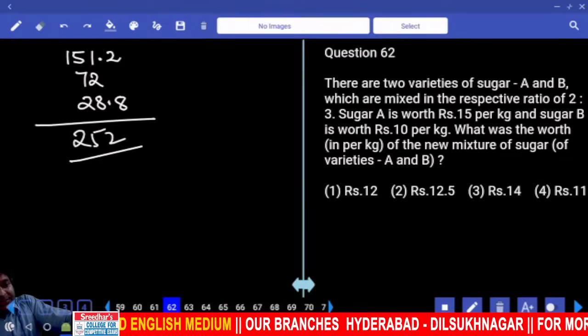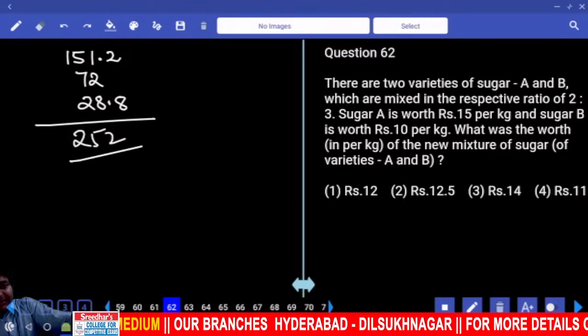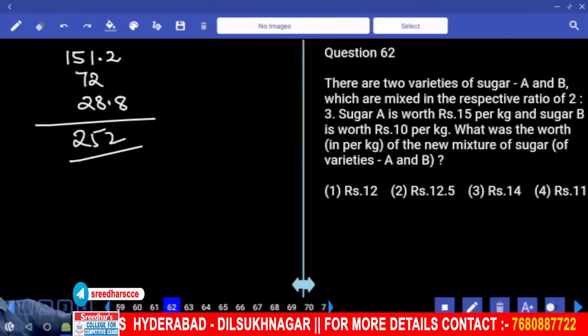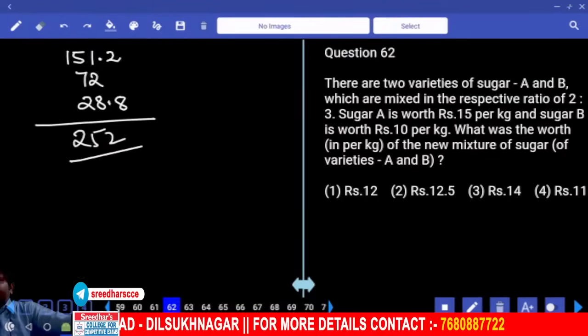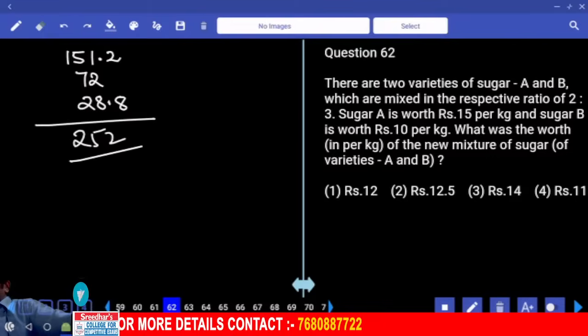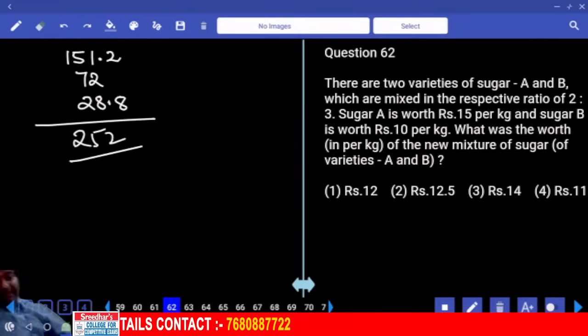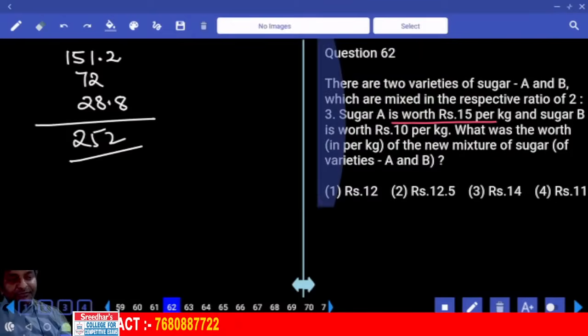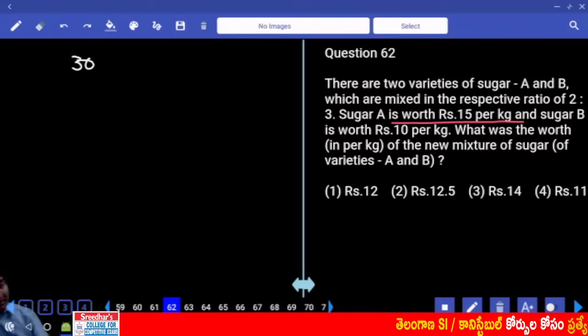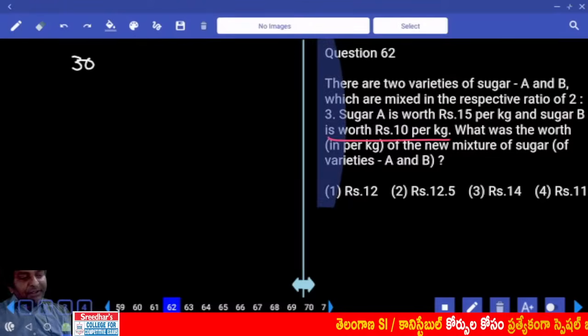There are two varieties of sugar A and B which are mixed in the ratio 2:3. When the ratio is 2:3, can I take 2 kgs of the first variety, 3 kgs of the second variety? Can I do that? Total how many kgs we have? 5 kgs. Sugar A is worth of 15 rupees per kg. Sugar A, how many kgs were procured? 2. How much is total cost? 30 rupees.